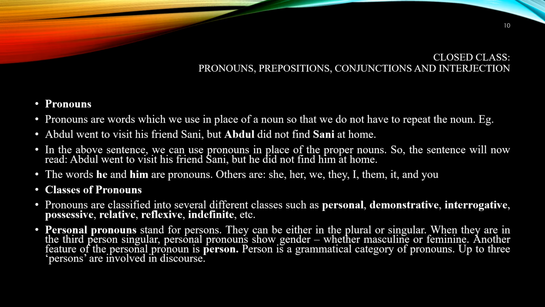So in the above sentence, we can use pronouns in place of the proper nouns. So the sentence will now read, Abdul went to visit his friend Sani, but he did not find him at home. So you see, this sentence looks more grammatical, more beautiful, and even more communicating. There's no repetition and that kind of redundancy in it. So the words he and him are pronouns. Others are she, her, we, they, I, them, it, and you. These are some of the examples of pronoun and how they are used.